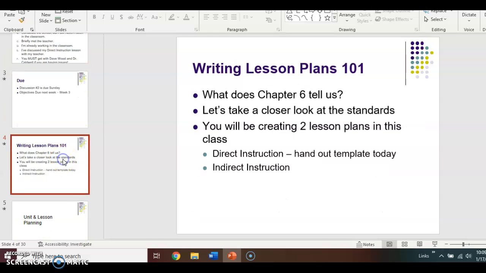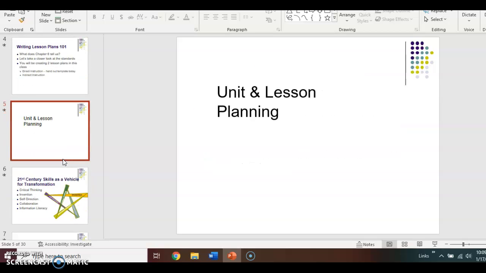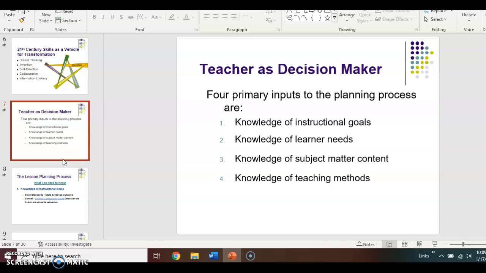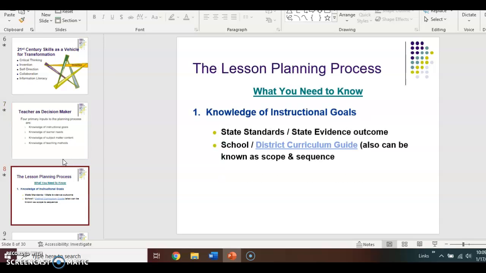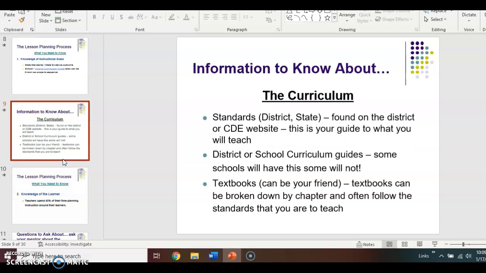All right, so this week is all about getting ready to write the lesson plan. And the way that we do that is we're going to start talking about how to write an objective and how to fill out a lesson plan. In this class, you do 2 lesson plans. You do a direct instruction and an indirect. This PowerPoint will talk more about these things, and so I want you to take a look at these things and make sure that you are asking questions if you are not clear.